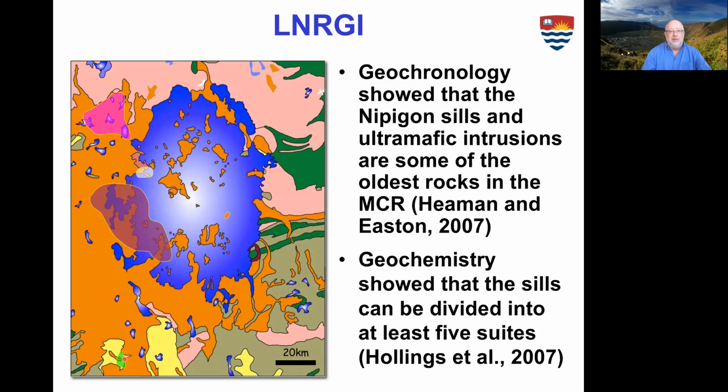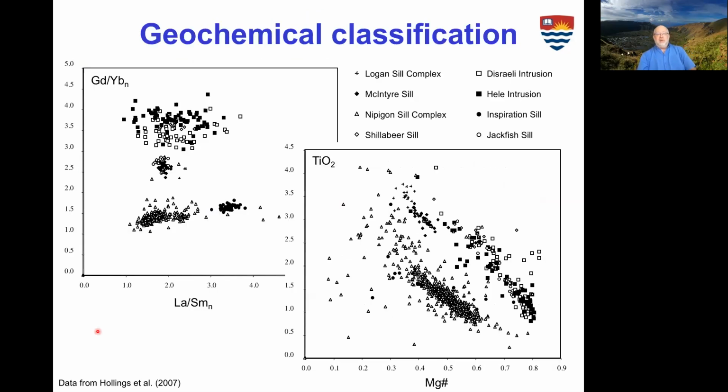There was the Jackfish down through here, Inspiration up through here. Oh, this is Jackfish and this is Shillabeer, I don't remember. There are a number of different types of magmatic unit that we were able to recognize, suggesting that it was a much more complex environment than we previously realized. So we developed a couple of geochemical diagrams that helped us break things out really well.